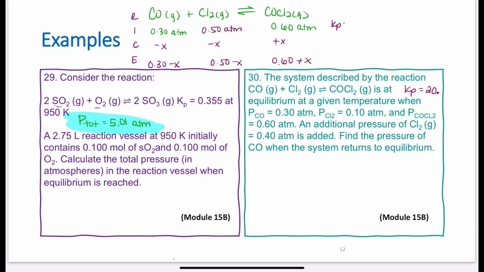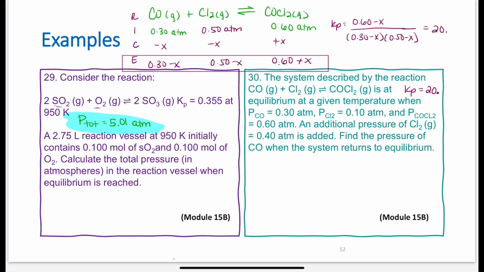Kp, again, is the partial pressure of the COCl2 divided by the partial pressure of CO times the partial pressure of Cl2. So, I know it's equal to 20. I'm going to plug these equilibrium pressures into this: 0.60 plus x divided by 0.30 minus x times 0.50 minus x, and that equals 20.